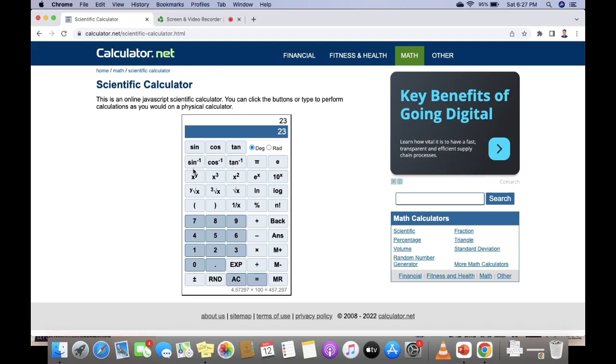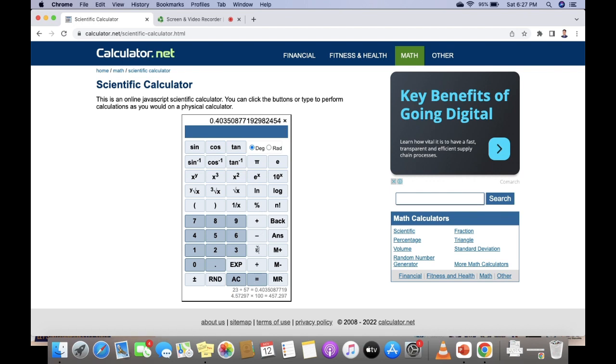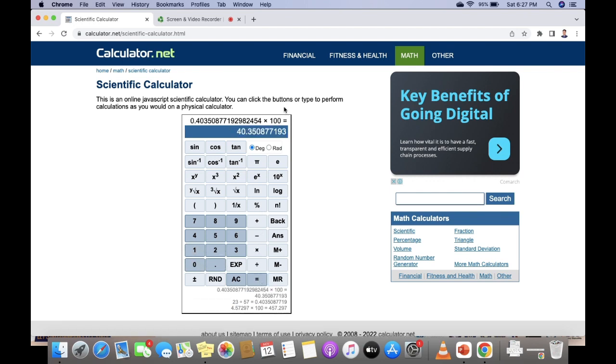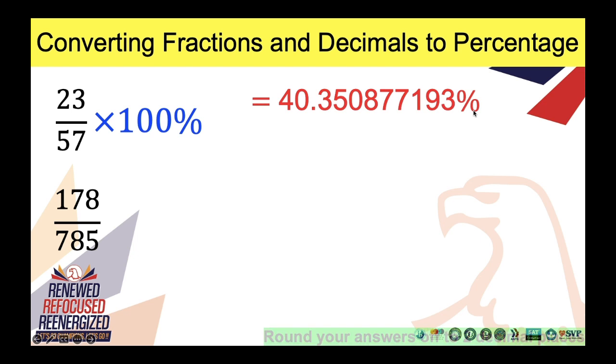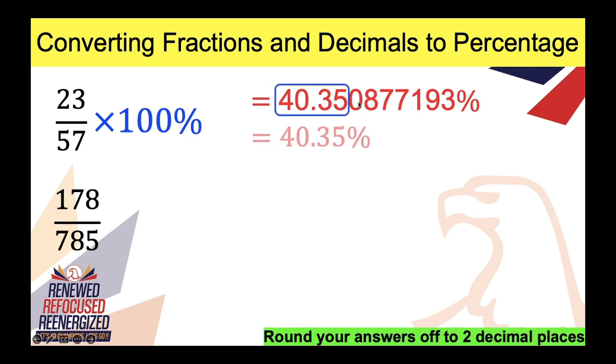So we divide 23 by 57, and we get this answer here. And then remember that this will be multiplied. You can press the equal sign, then multiply by 100%. All right. So this gives us this particular value. And remember to put the percentage symbol. Two decimal places. This is lesser than 5, so we take the two decimals as is.